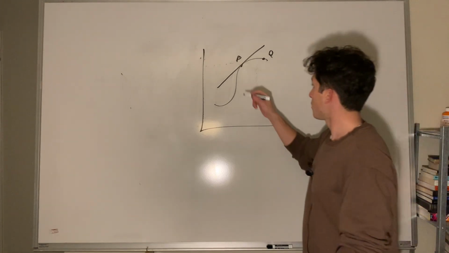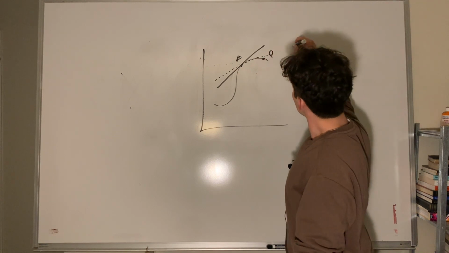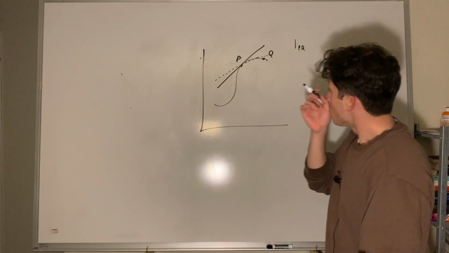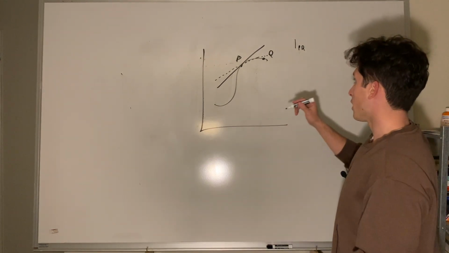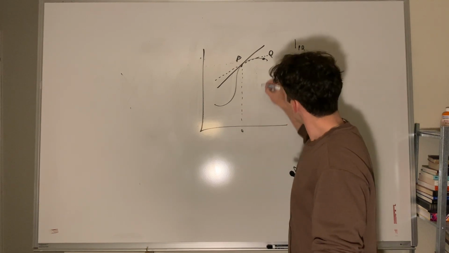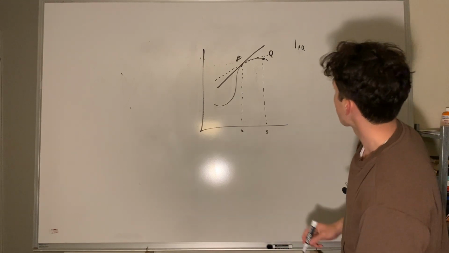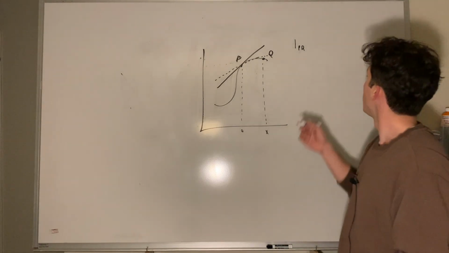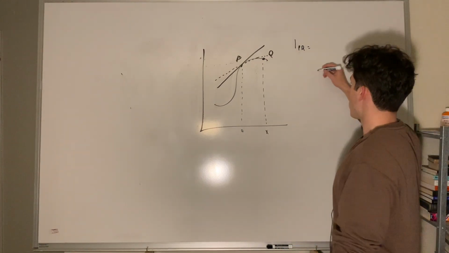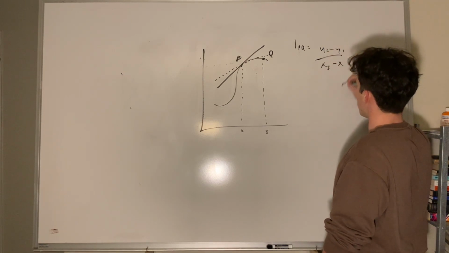If we look at this, let's draw the secant line. So the secant line between P and Q, right? So the slope of the secant line can be, let me just draw this. The slope of the secant line is basically the equation of any slope, which is y2 minus y1 over x2 minus x1.